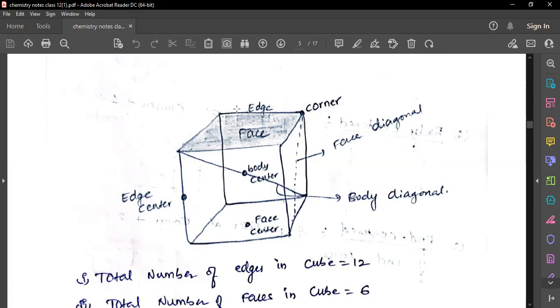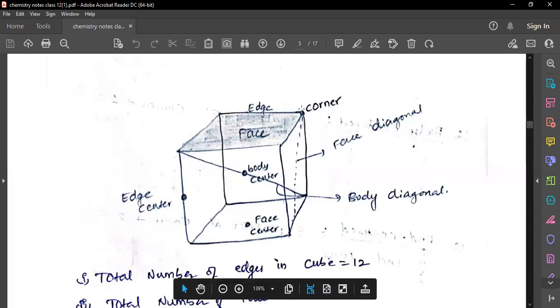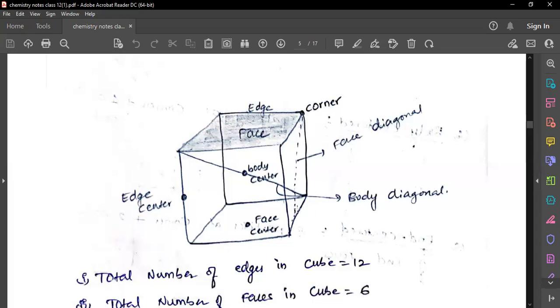The next one, body diagonal and face diagonal. Face diagonal means what? The line connecting the 2 opposite ends of a face. That is a face diagonal. Can you see clearly in the picture here? If you take one particular face, the line joining the 2 opposite corners is called a face diagonal. But what is a body diagonal? What is a body diagonal?